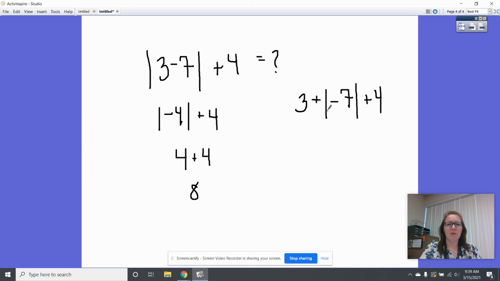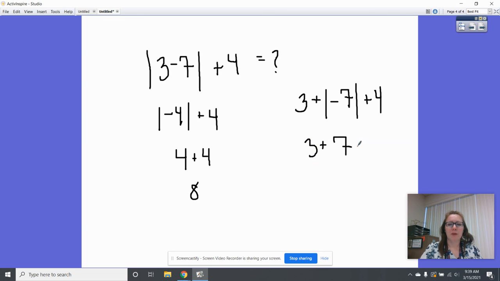First, I solve things inside the absolute value. Well, there's nothing inside to solve, it's just the number -7. So now I actually solve the absolute value. What is the absolute value of -7? Well, the absolute value of -7 is 7, because -7 is 7 spaces away from 0. So it's just the number 7.